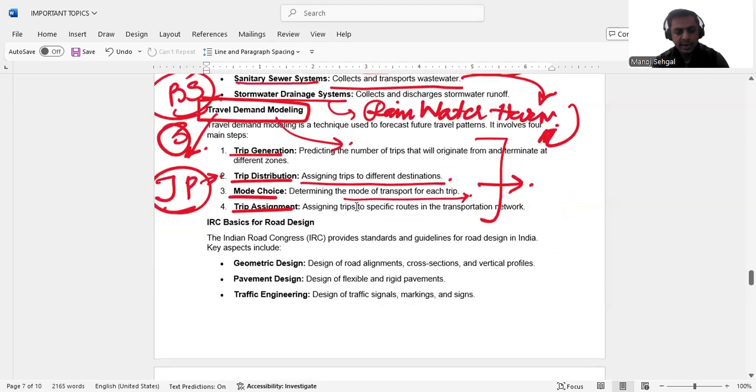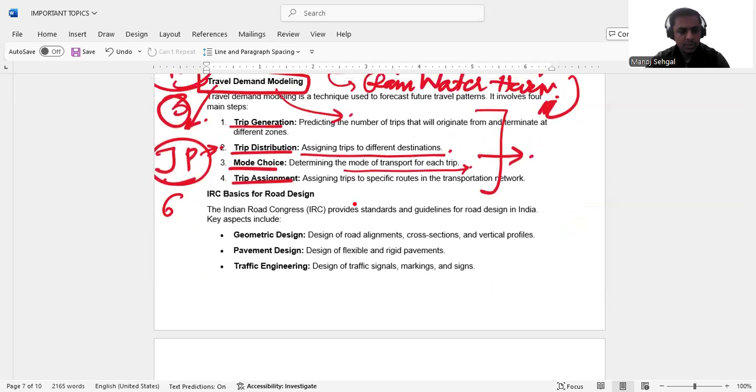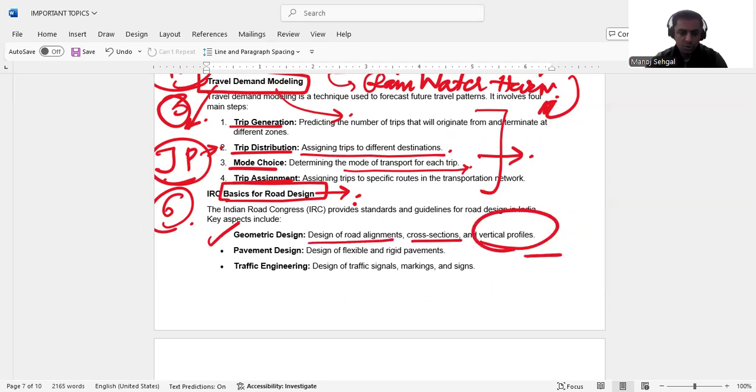what are the various calculations considered under these many modeling criteria. Moving on, again under the concept of transportation planning, learning the basics of road design is very important, where we get to know about the geometrics of road design, which considers the design of road alignment, cross sections, or vertical profiles.